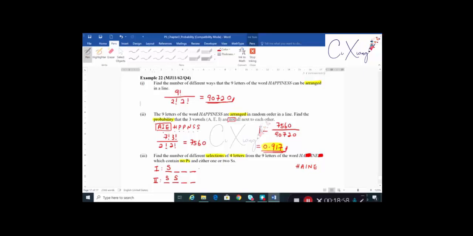Okay, so for the first case, you want to get 3 letters from the 5. Therefore, it is 5C3. For the second case, you want to get 2 letters from the 5. So you're having 5C2. And these two are different cases. Therefore, you need to add them together. So you should get the total, which is equal to 20.